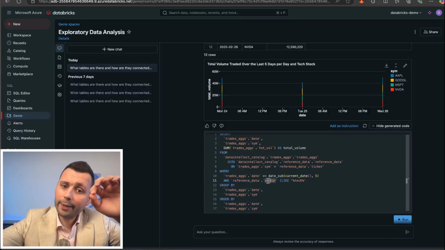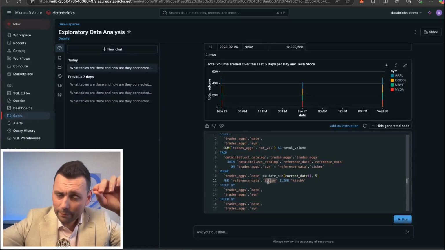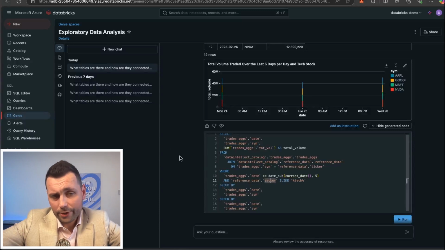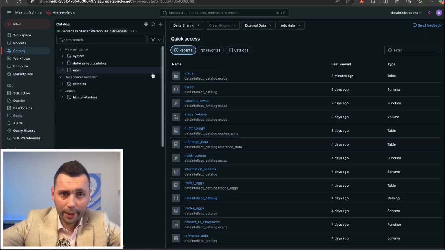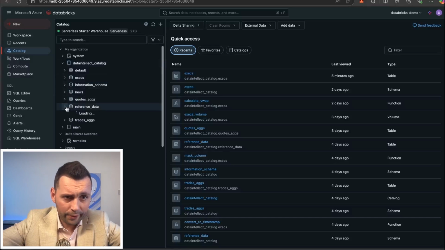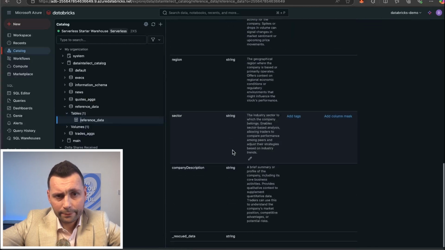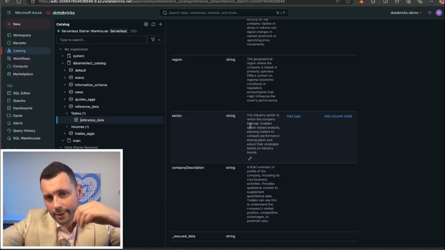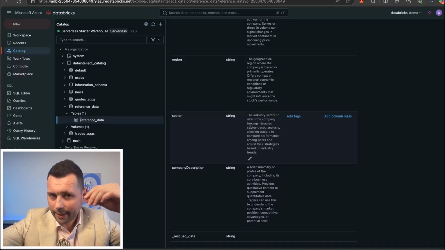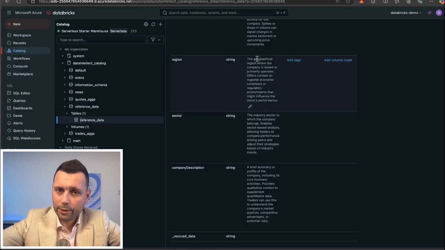How did it know that it needs to look at the sector? Well, for two reasons. First of all, as we see here in our catalog, if we go to our reference data tables and look at our table, in our sector column, the industry sector to which the company belongs. So Genie understands what sector is, specifically because we added a lot of information in these comments.